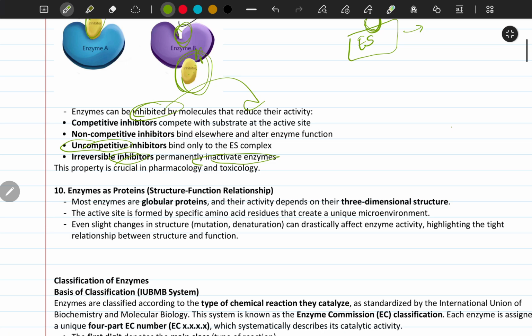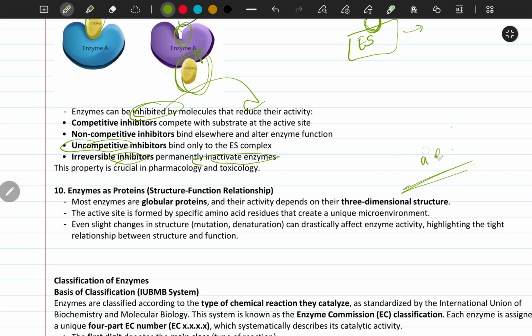Next, enzymes as proteins. Some enzymes are proteins. Most of the enzymes are proteins. Only RNA is mostly known to act as an enzyme, and we learned about RNAs also. So, enzymes as proteins, structure-function relationship. Many enzymes are globular proteins.